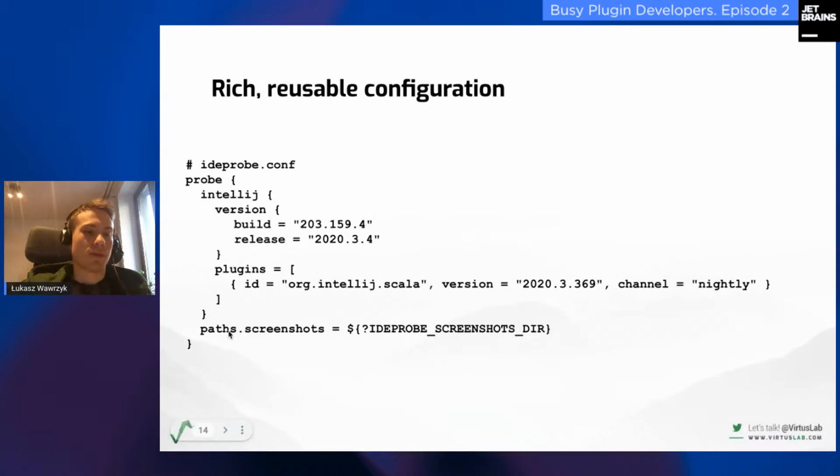Also, I can configure a path where screenshots are going. This is a feature of HOCON that I can embed an environment variable here with a question mark. So if the variable is not here, it will just be ignored. So I can optionally override the ide-probe screenshots path on CI, for example, and locally I can have it in the default directory. So this is quite an advanced config language.